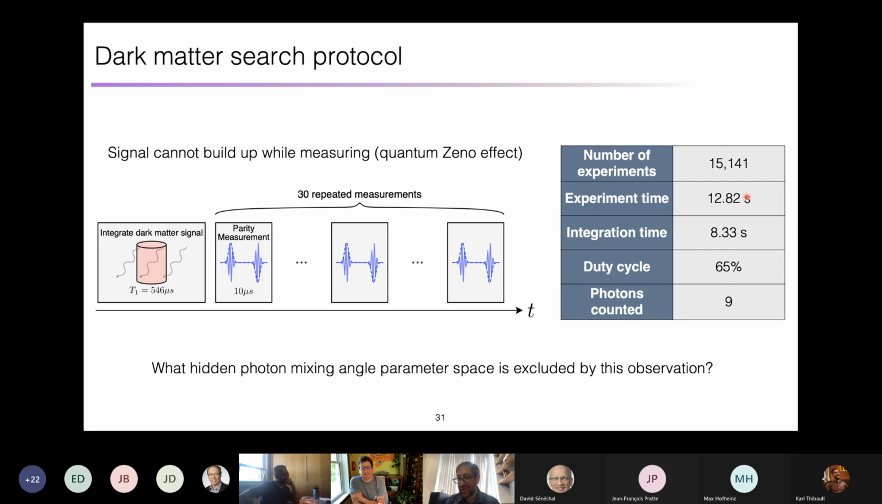And you might say, why did we go for 10 seconds and not an hour or a day or a week or something? The thinking is that around this amount of time, if there were a dark matter photon, if there were axions or hidden photons at this frequency, you would expect to see some counts for this amount of integration time.